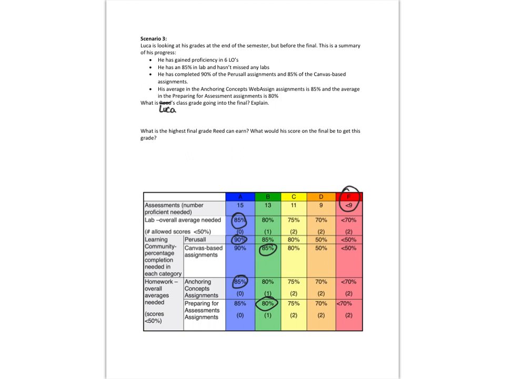So we want to know where Luca is going into the final. And I think this is a really important thing to understand, because you might be having a harder time with the proficiencies, but everything else you're doing well. And so what does that exactly mean? It's not really just a strict average. We have to use the flow chart to see where this positions you. And this might be something that you want to think about as the semester's drawing to a close.